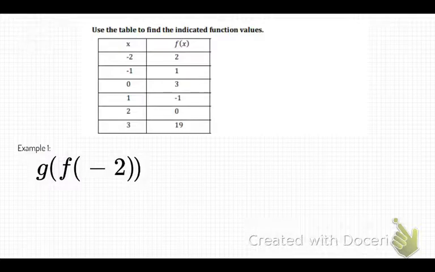Example 1 says I want g of f of negative 2. So what's the first thing that I need to do? Because this part is the same as what you were doing yesterday and Tuesday. We have to find f of negative 2. I need to find f of negative 2 first. So this is the part that I'm looking for, okay? So please pay attention to this. To read that on a table, I'm going to say, okay, when x is negative 2, it's right here. And this is my f function.